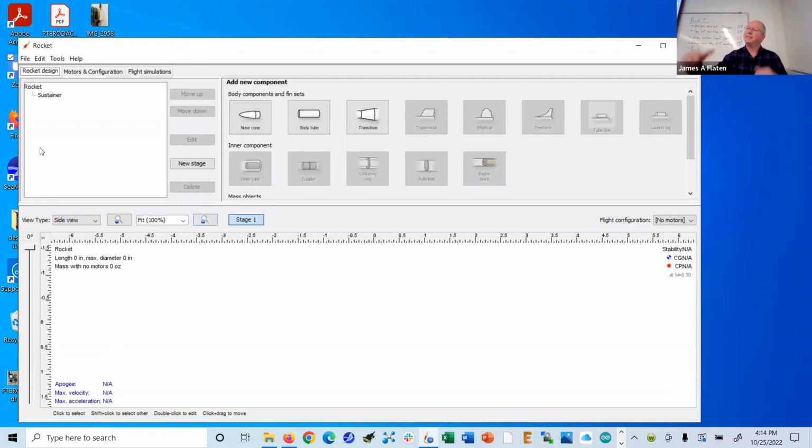Starting from the top. The top of the rocket is called the sustainer. The bottom of the rocket will be called the booster. So the booster is where the motor goes. We're going to build the rocket from the top down. So if I click sustainer, what do I want to put in my sustainer?